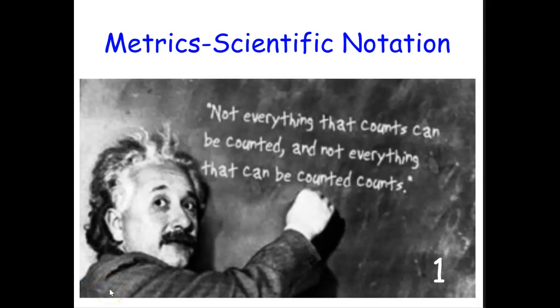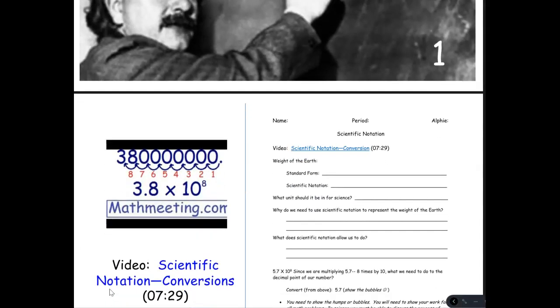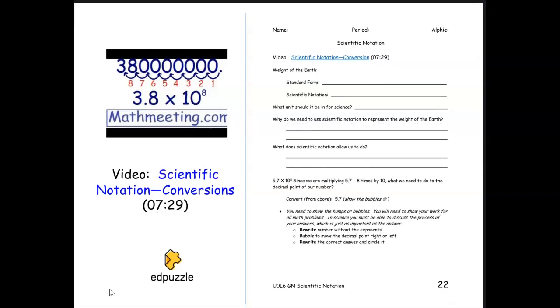Hi everybody, here we are still in Unit 0, Lesson 6, Scientific Notation. So to start off with, there is a video in Edpuzzle called Scientific Notation Conversion. It's going to walk through the difference between the standard form or the long form of writing out a number and scientific notation. So pause this video, go to Edpuzzle, watch the video, take notes as you go along, and then come back to this video.